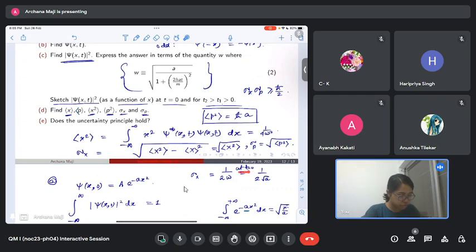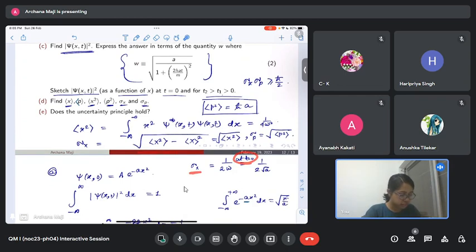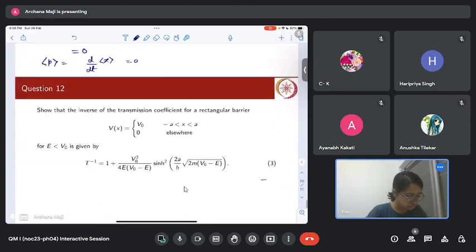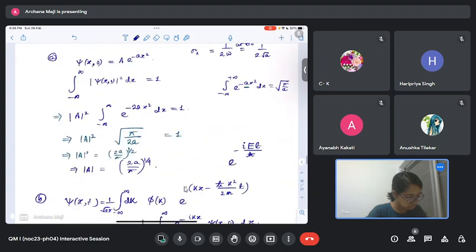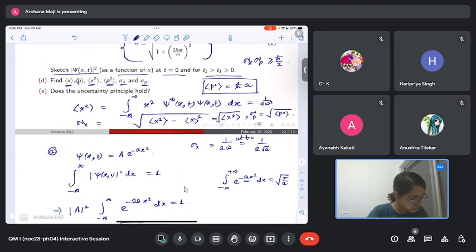So at t equal to 0, what happens? Sigma x is nothing but 1 over 2 omega, because the square root of this will be 1 over 2 omega. At t equal to 0, you can see that omega is square root a. So sigma x is 1 over 2 square root a. Okay, and sigma p is square root h cross a.